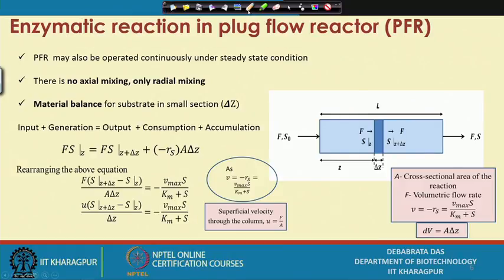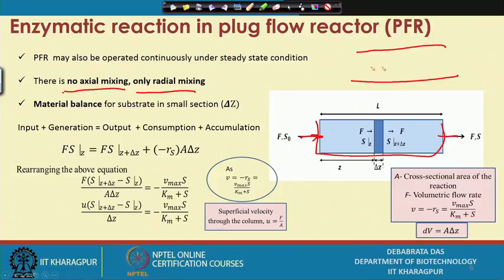Suppose this is the reactor that we have, and this is the input at one end. I told you in this there is no back mixing, no axial mixing, but there will be radial mixing. Suppose this is a tube; radial mixing means circular mixing, but there is no mixing along the axis. Now, for analysis of this reactor, what do we do?